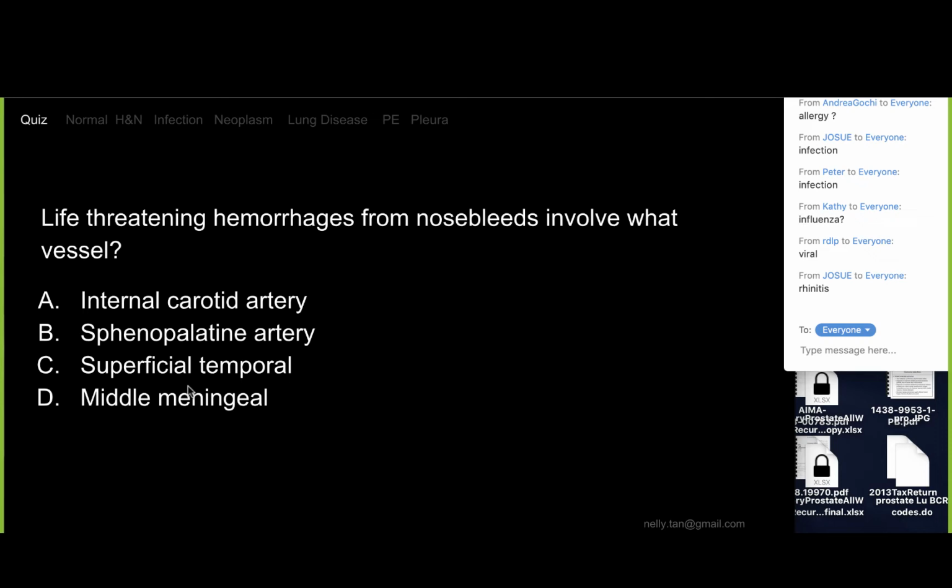Life-threatening hemorrhages from nosebleeds involve what vessel? Internal carotid artery, sphenopalatine artery, superficial temporal, middle meningeal. Life-threatening hemorrhages from nosebleeds, epistaxis, involve which vessel? Any guesses? We think sphenopalatine, okay.